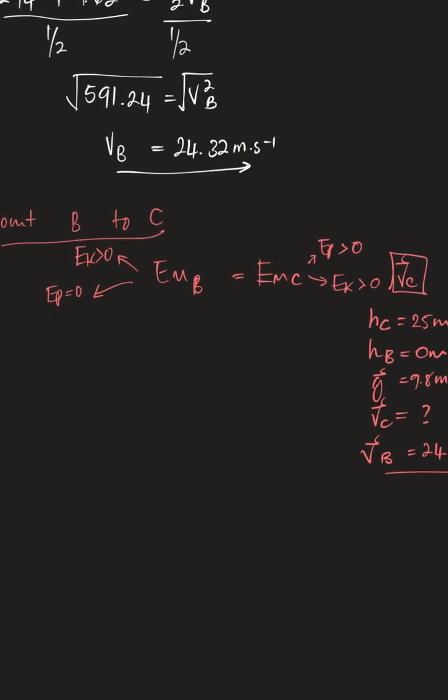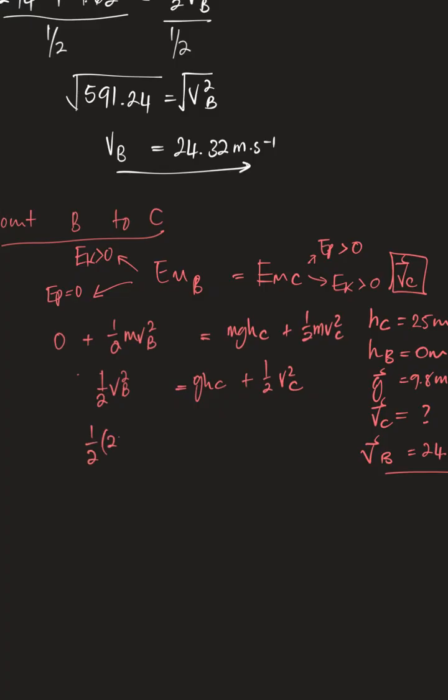All right, so I know here that it's going to be 0 plus half mv squared B is equal to mghC plus half mv squared C. I'm going to take out the mass, so I'm left with half v squared B is equal to GHC plus half V squared C. All right, half of 24.32 squared is equal to 9.8 multiplied by 25 plus half V squared C.